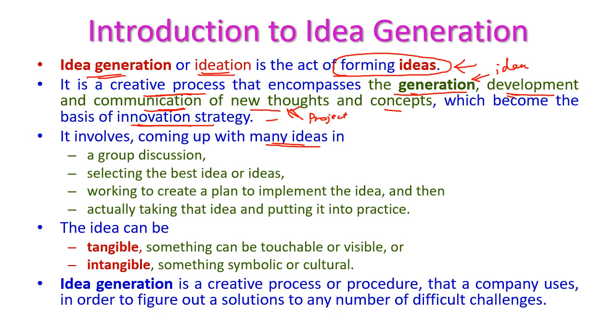Many ideas will be collected from a group discussion, and from the group discussion we can create more ideas. From the many ideas we need to select the best idea or some suitable ideas. After selecting that, we need to work with that idea: working to create a plan to implement the idea, and then actually taking that idea and putting it into practice. So these are the steps involved in product development.